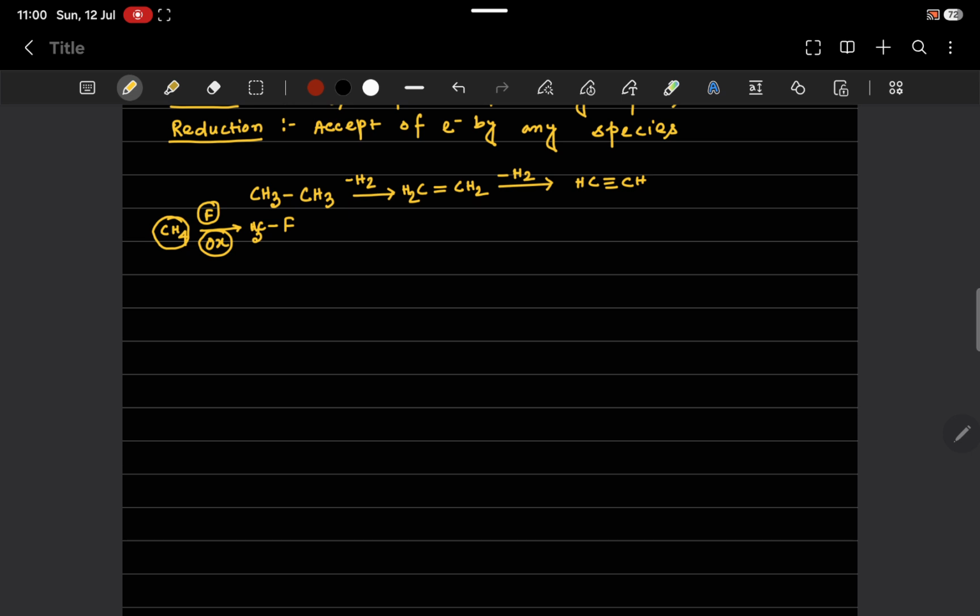Okay, so the thing is replacement. Let's say we have another example. Let's say we have ethane, right? Now from ethane, if we try to convert it to something else, let's say CH3CH2X, where X is a heteroatom. So this is basically an oxidation process. I think it is clear.